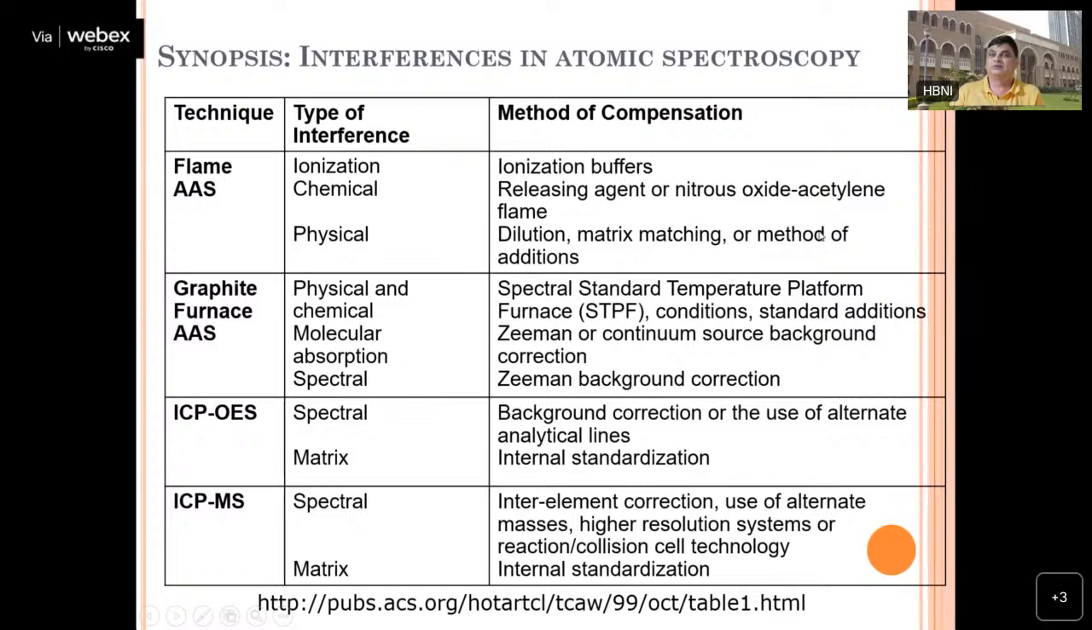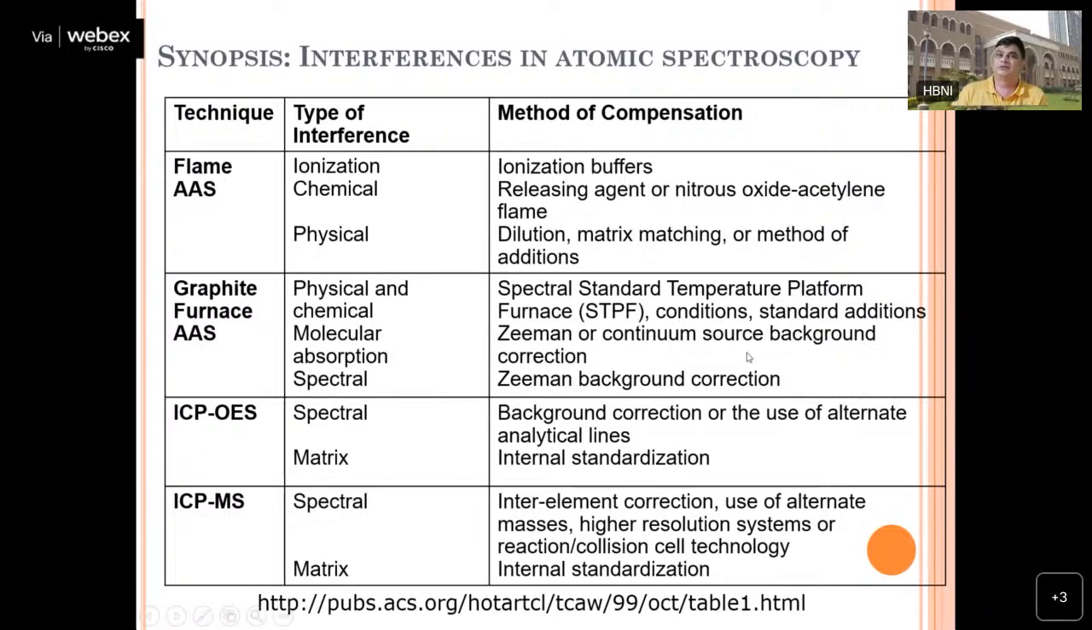Then matrix matching methods or the method of standard addition. You can handle this interference either by using matrix matching or by the method of standard addition. That is, you spike your analyte into your sample and then see whether your signal is getting enhanced or decreased because the matrix interferences are there.